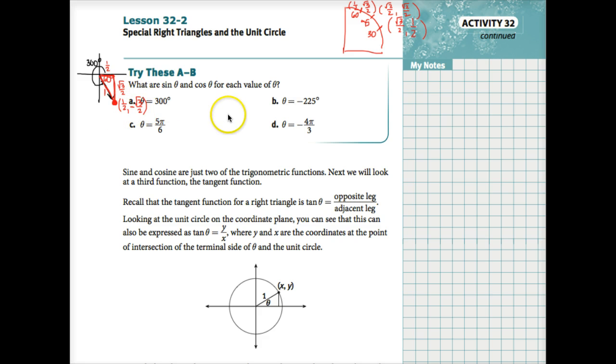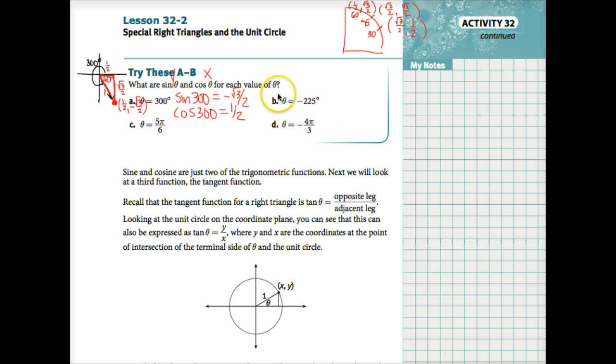Once I have the ordered pair, I have the sine and the cosine, because the sine is your y value, the cosine is your x value. So on here, if I'm listing sine of 300, it's negative radical 3 over 2, and cosine of 300 is going to be 1/2. So my work is the drawing, is my triangle.